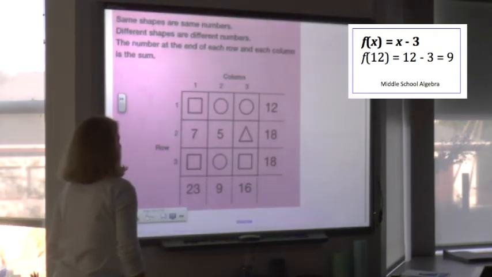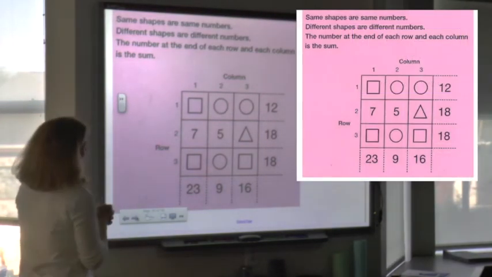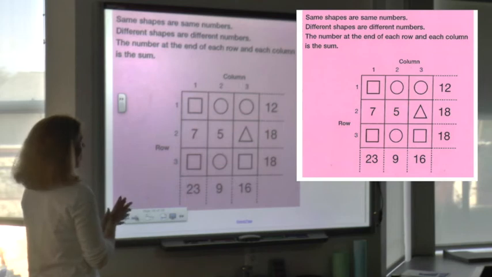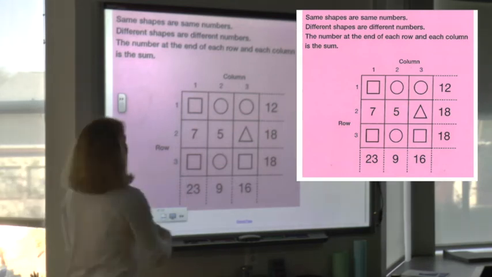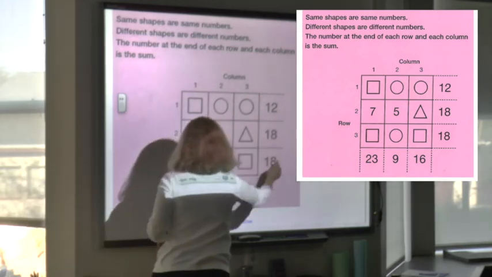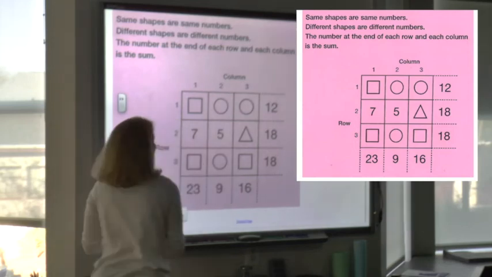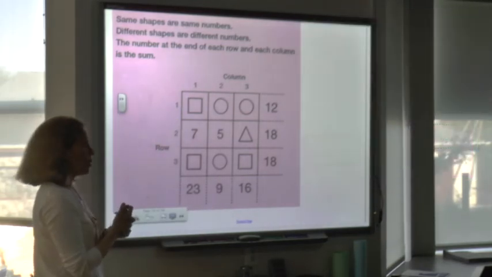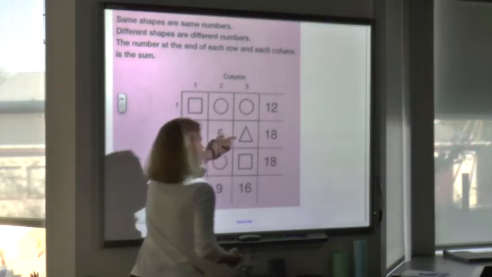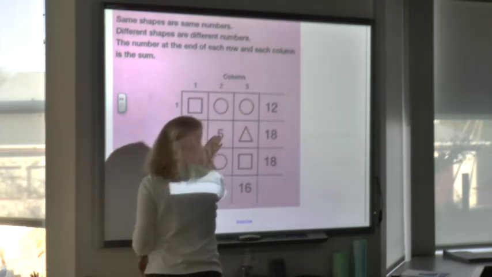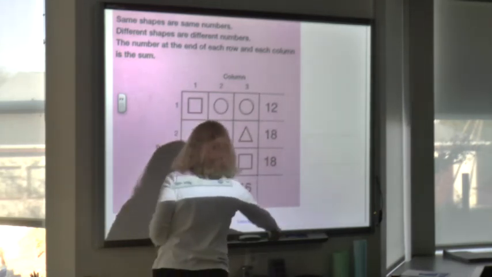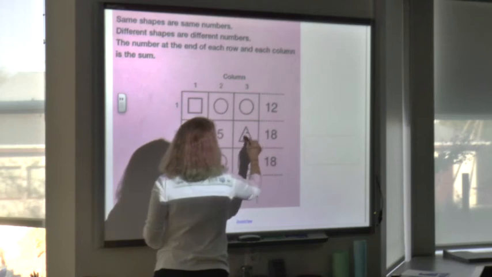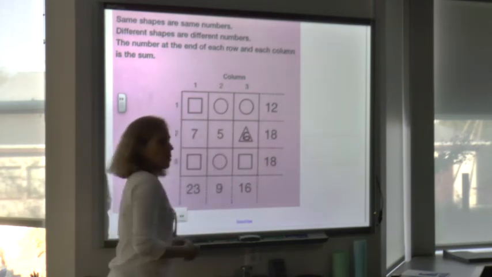This is a 4th grade problem. Same shapes are the same numbers. Different shapes are different numbers. And the end of each row is the sum, and each column is the sum. So where do we start? The kids go, well, let's look at row number 2. There's just a triangle there. And we know 12 plus something is 18, so that something must be 6. Agree?